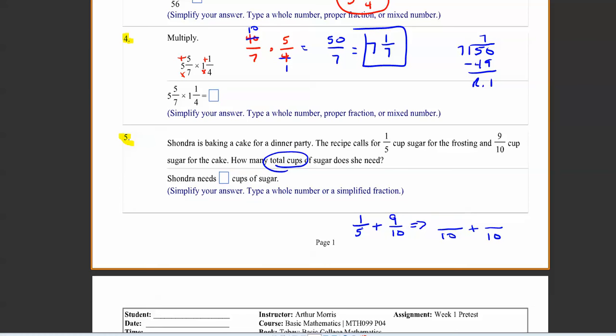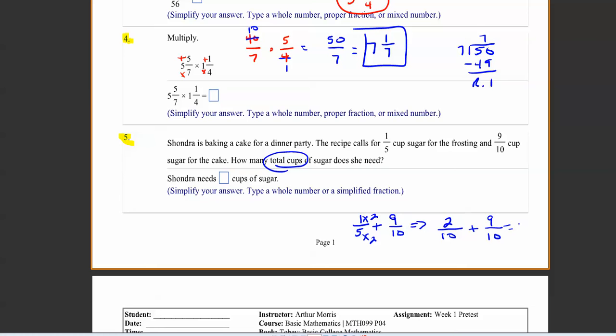Well, this first fraction started off at 5. In order to make that into 10, I had to multiply by 2. So to keep that fraction equivalent, I need to multiply the top by 2 also. So that's 2/10. My second fraction already had a denominator of 10, so I'm going to leave it like it is. Now I can add these together.